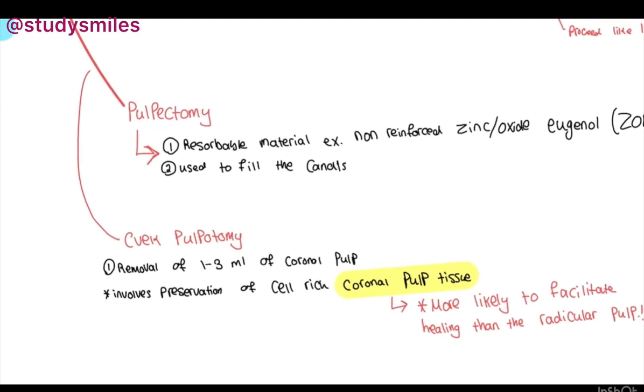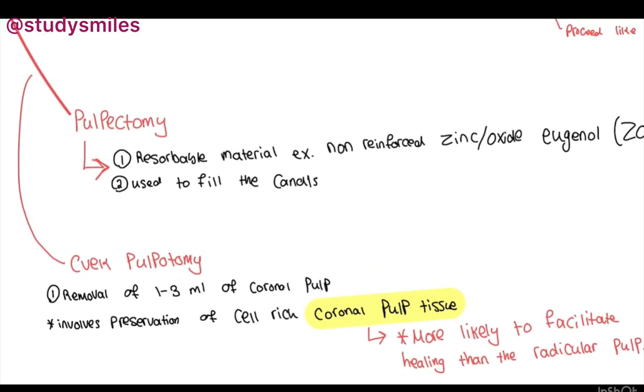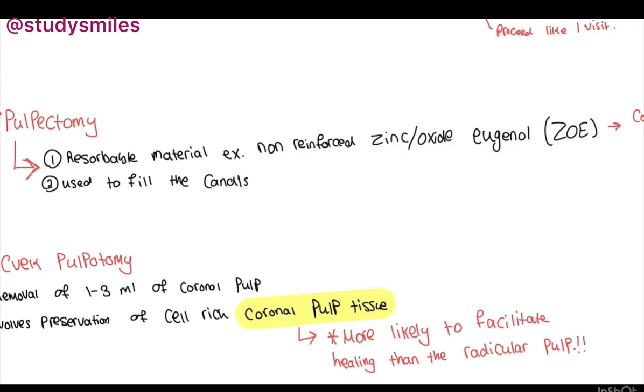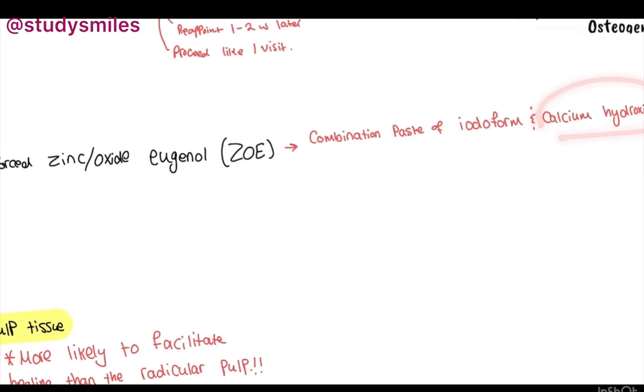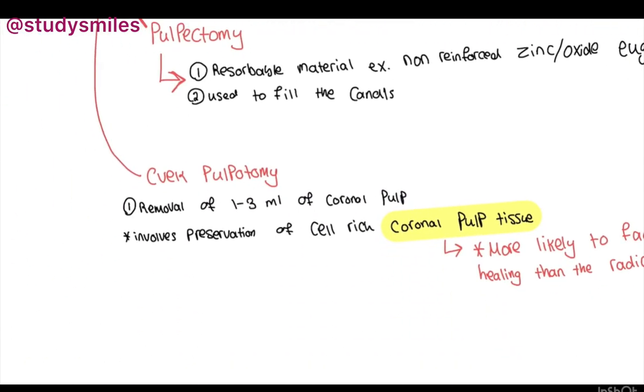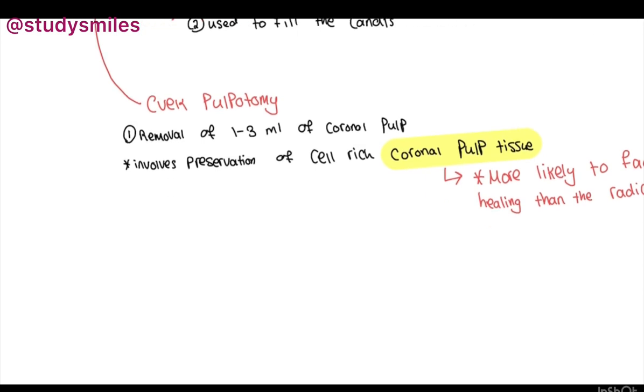For pulpectomy, it's important that you use a resorbable material, for example non-reinforced zinc oxide eugenol, or a combination of iodoform and calcium hydroxide. It's also known as Vitapex or Metapex. Those are like the commercial names, you could say. It's used to fill the canals. So we use these materials to fill the canals. That's for pulpectomy.